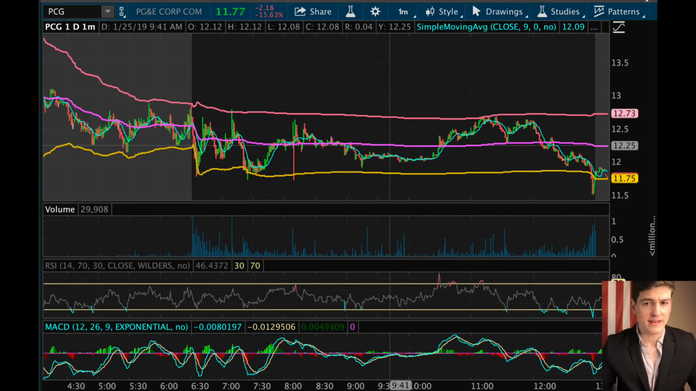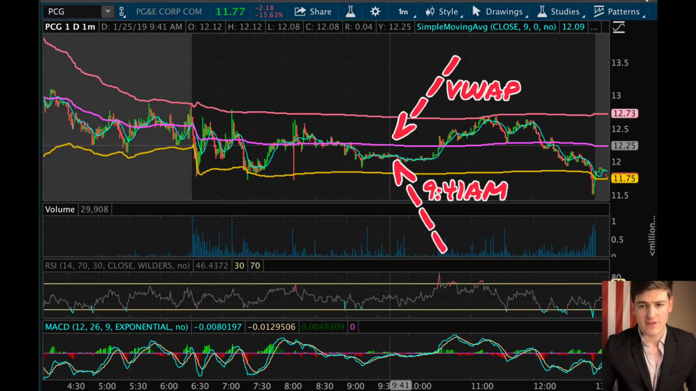So the purple line is literally the dead center, or the pure average, of the price value for that time period on the chart. If you point to a specific point on the chart, you could say that, for example, at 9:41 a.m., PCG was trading at like 12:10, but the average adjusted for the entire day at that point was 12:25-ish. So with that information, you now know that at that point in time, shares were trading below average.